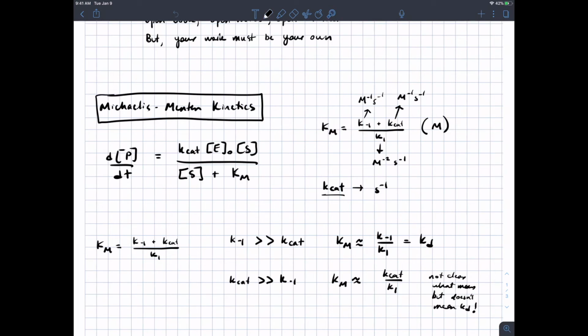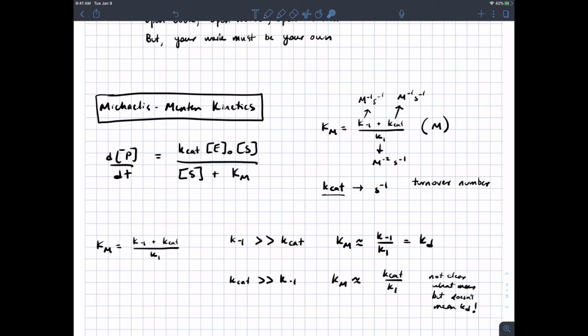So we call K-cat the turnover number. And this is basically how many times a second the enzyme converts substrate into product. Km, the Michaelis constant, is complicated.